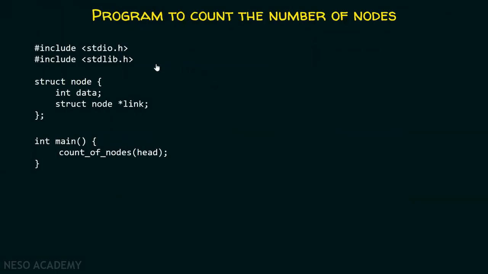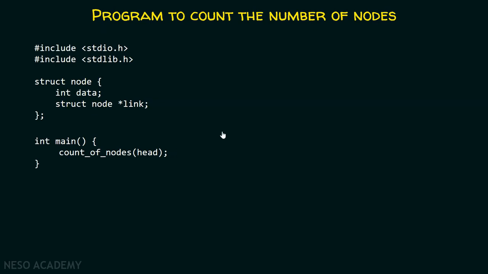For this purpose, I am writing this program. Here in this program, we should have these two header files, stdio.h and stdlib.h. We should have this struct node as well. And apart from this, the main function, which is the starting point of the program, and here we are basically calling this count of nodes function, which will count the number of nodes in the list. And here I'm passing this head pointer, which I haven't declared over here.